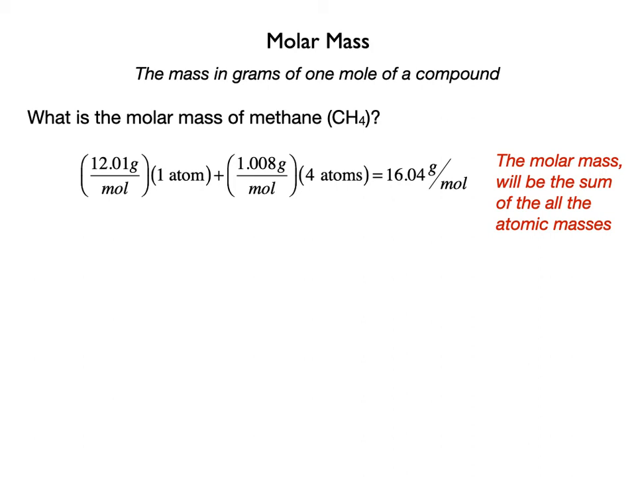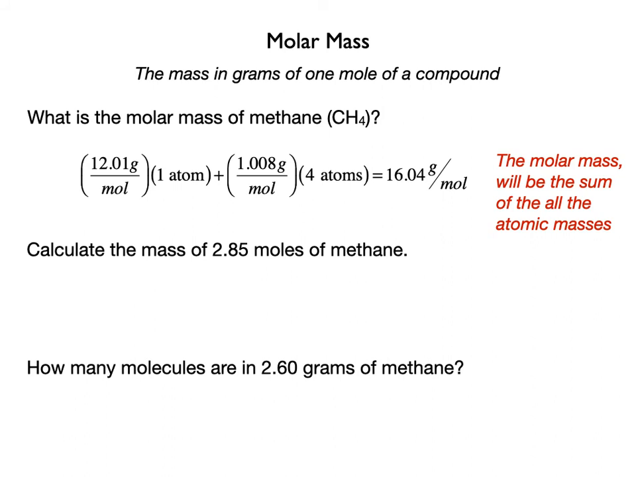This is helpful because now we can do our unit conversions again. So for example, if we wanted to calculate the mass of 2.85 moles of methane, so if we know how many moles of methane we have, what is the mass of that? We can use our molar mass as our conversion factor. So we're going to start with the 2.85 moles we were given, and we're going to multiply that by our 16.04 grams per mole, right? So moles cross off, and we're left with 45.7 grams of methane.